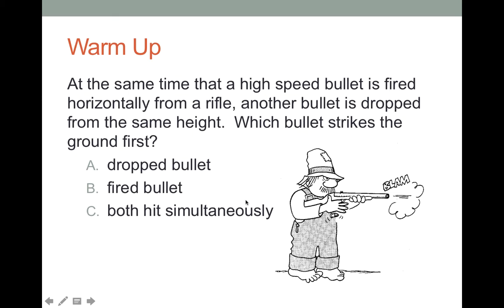Well, hopefully you figured out that they will in fact hit the ground simultaneously, because both will fall under the influence of gravity from the exact same height, and therefore they will hit the ground simultaneously. The only difference is the fired bullet will move horizontally while falling vertically, and they won't land in the same place, but they will land simultaneously.